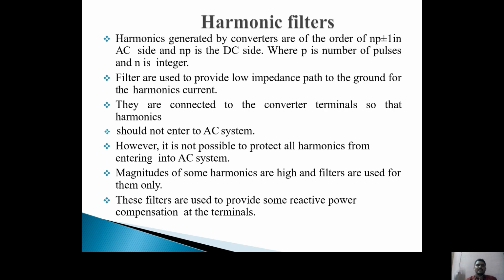Next one is harmonic filters. Harmonics generated by converters are of the order of Np plus or minus 1 on the AC side and Np on the DC side, where P is the number of pulses and N is an integer. Filters are used to provide a low impedance path to the ground for the harmonic currents. They are connected to the converter terminals so that harmonics do not enter the AC system.